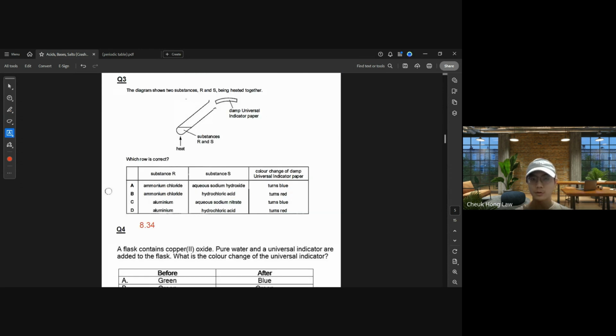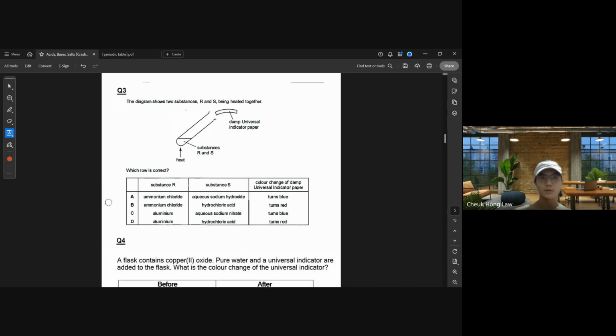Okay, I'll be going through the questions now. So question 3: the diagram shows two substances, R and S, being heated together. So which row is correct?